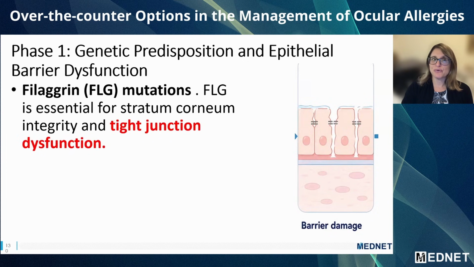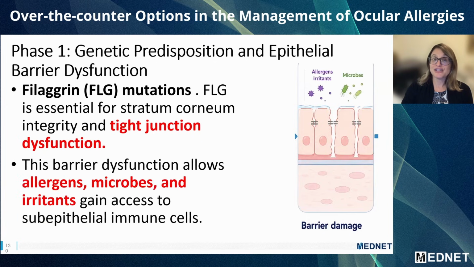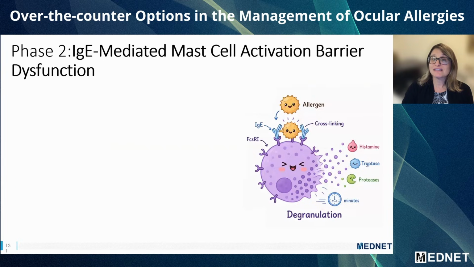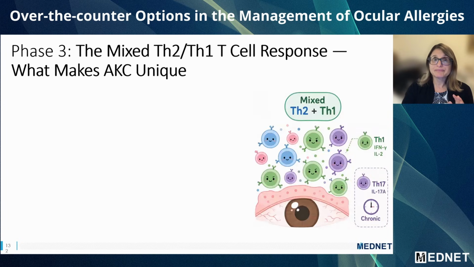And many studies have shown that it's a filaggrin mutation that causes tight junction dysfunction. And that barrier disruption allows lots of things to happen, but mostly that all of these allergens and microbes and irritants from the outside world now gain access to these subepithelial immune cells. And like all allergic processes, there is an IgE-mediated mast cell activation that drives this, but there's so much more.